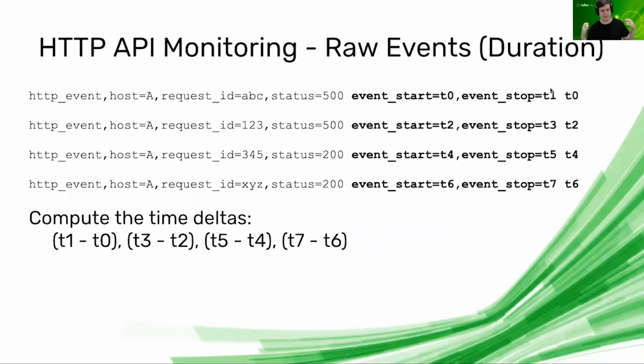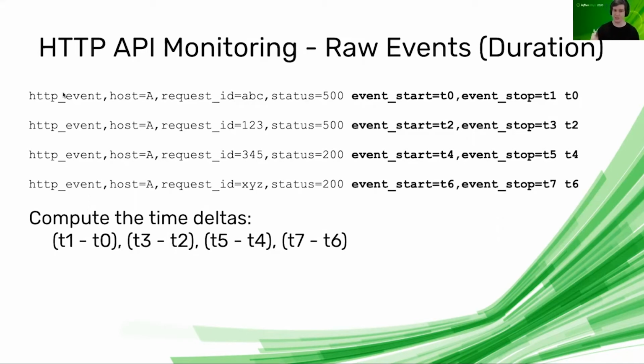Cool. So when we do that, we'll get our data in a form that looks more or less like this, where we now have something very similar to the derived events, not quite, but very similar. We have the HTTP event that has 3 tags, which are host, request ID, and status, and then 2 fields, which are event start and event stop. There'll be a couple other pieces of information on the table, but conceptually, that's what we'll be dealing with.